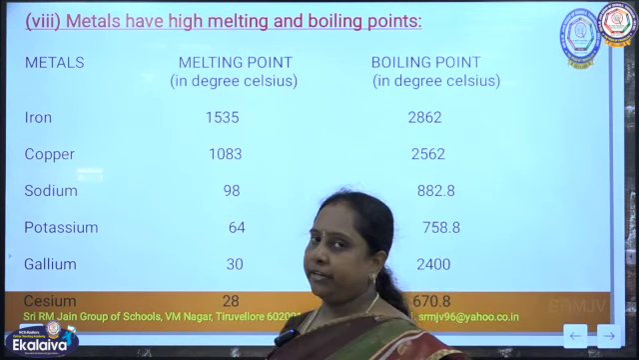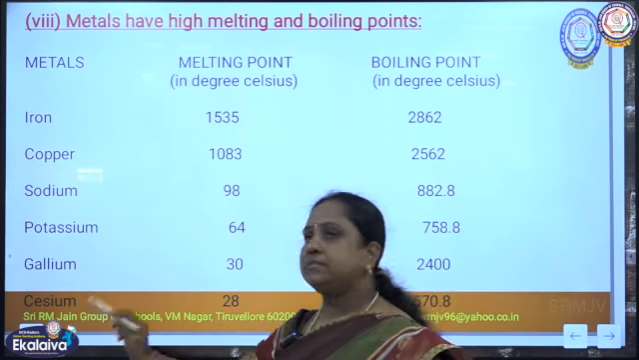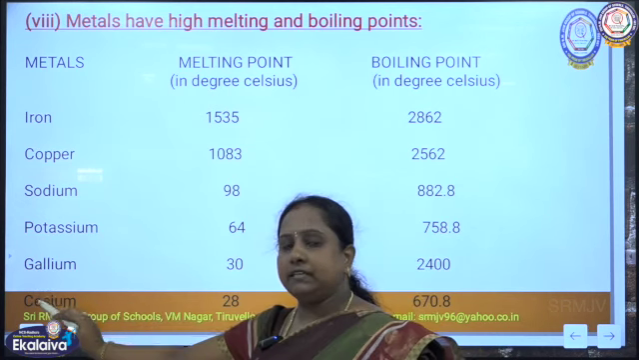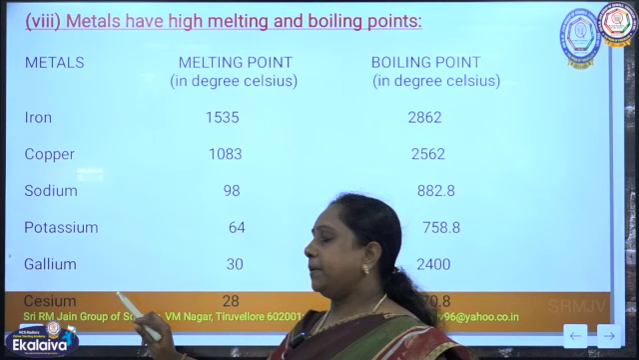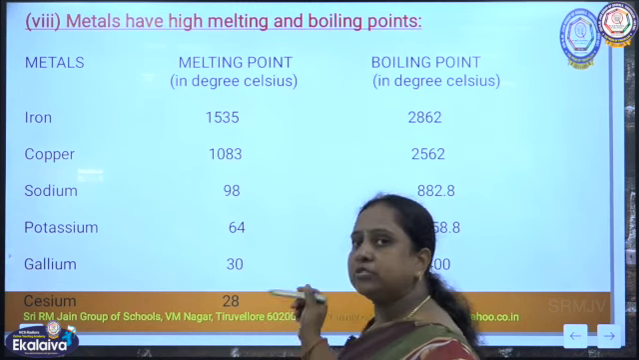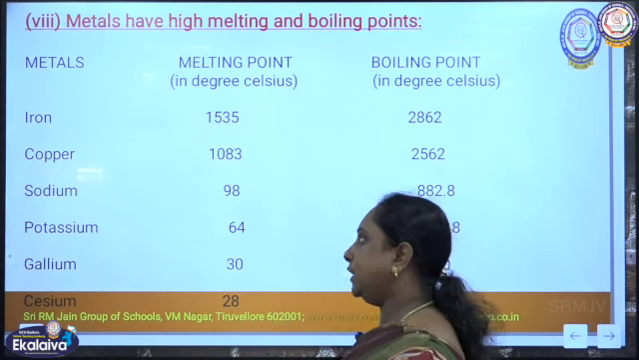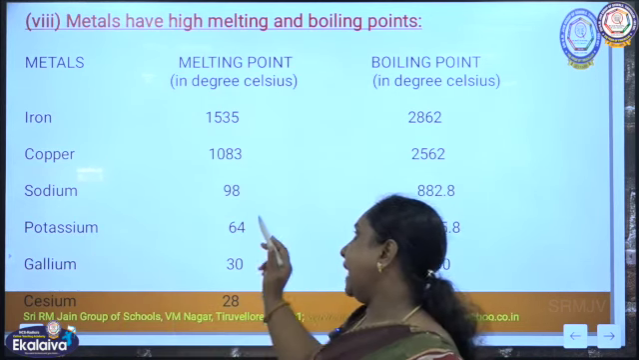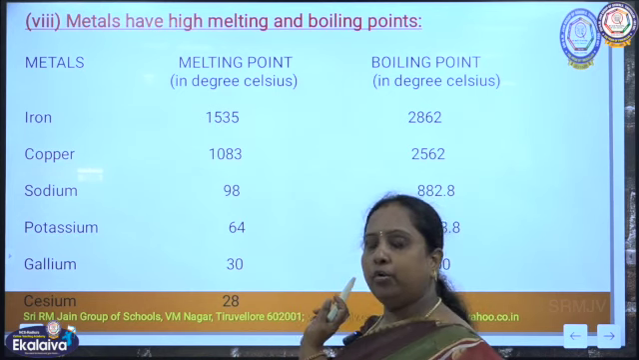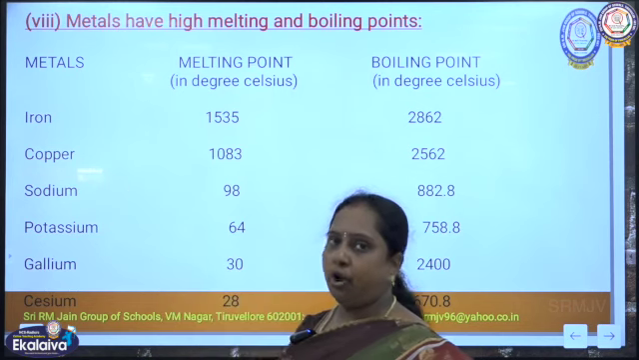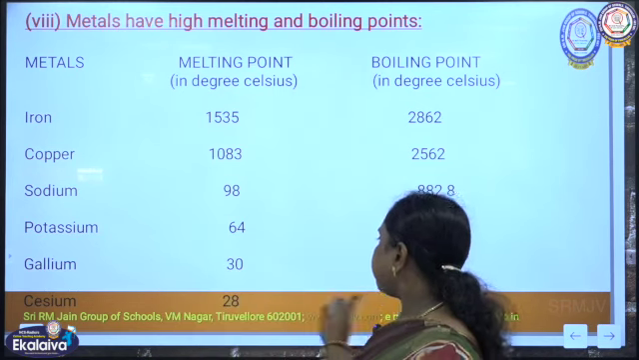Next metal is sodium. Sodium, potassium, gallium, cesium, these are all soft metals. Actually, gallium and cesium are easily meltable metals. That means what? Under room temperature they become liquid. Okay, so normally they possess low melting and low boiling point only. As sodium and potassium are soft metals, they have low melting and low boiling point compared to the other hard metals like iron and copper.